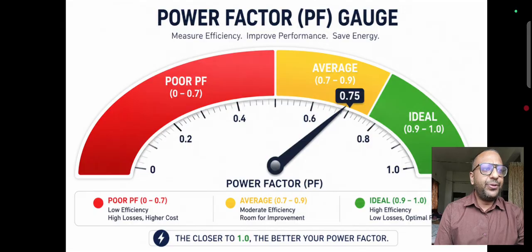If we talk about power factor, the ideal power factor is 1, that is perfect efficiency. But in reality, it is always less than 1 because of inductive loads. A power factor of 0.7 means 30% of power is wasted, money down the drain.